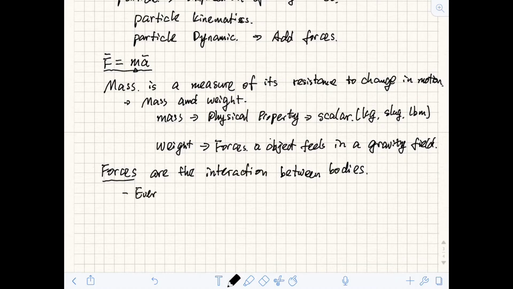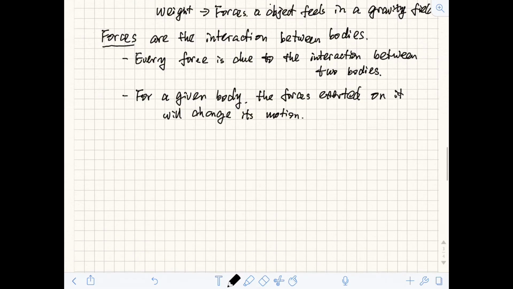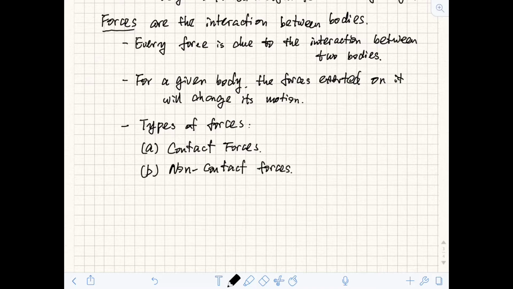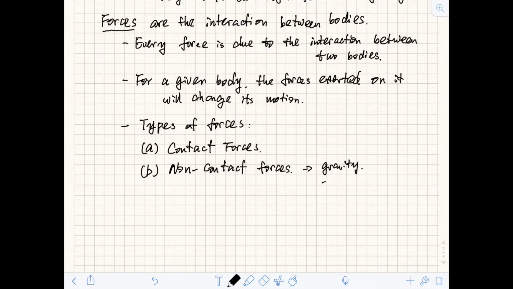So every force is due to some interaction between two bodies. And for a given body, the forces exerted on it will change its motion. There are mainly two types of forces. One is contact force, which is due to the direct contact between two bodies. Two is non-contact forces, which are exerted by bodies which are at a distance from each other and are not necessarily in contact. Some examples are gravity or electromagnetic forces.